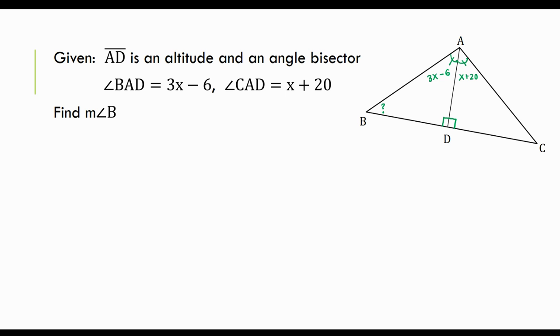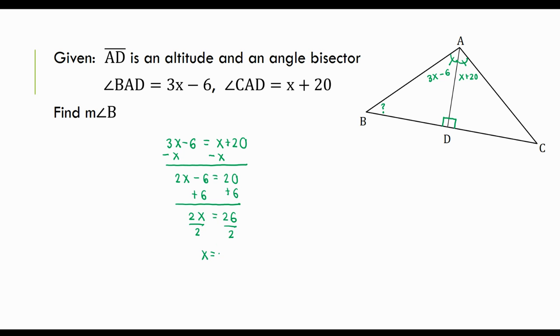So the fact that we know that both those smaller angle A's are congruent because there's an angle bisector, well, congruent means equal. So I get to set those two angles equal to each other. That means I'm going to subtract the x to combine those x's together. That gives me 2x minus 6 to equal 20. I'll add 6 over to the other side. That gives me 2x equal 26. And then I'll divide by 2, and I find out that x is 13.